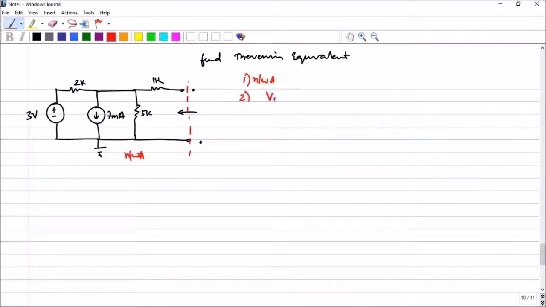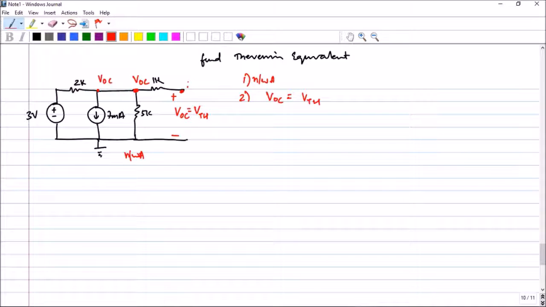Second is the finding of VOC, which is equal to VTH, this particular voltage. Let us see how we can find it. This particular voltage is VOC. Because there is no current flowing through this area, the same voltage appears here. So this is also VOC, because there is only a single wire connecting.